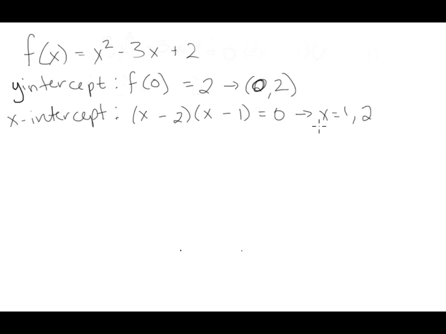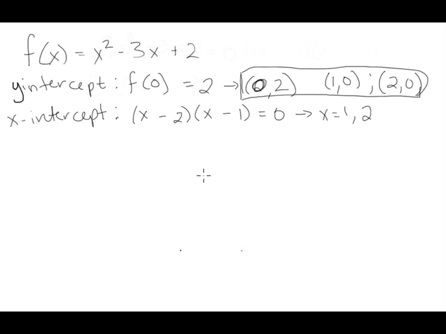So I have x-intercepts of (1, 0) and of (2, 0). So I'm going to just hold those in my back pocket, realize that I need my graph to go through all 3 of these points.